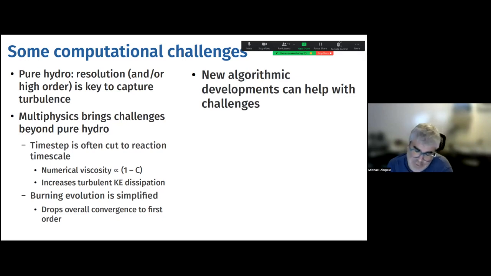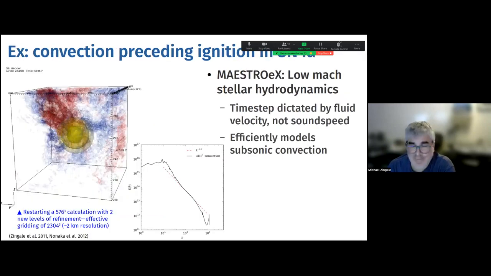Another way this also comes into play when we're doing modeling is that sometimes when you're doing reactive hydrodynamics, a simplified equation system is used during the reactions that can drop the overall convergence of your scheme to first order. Again, this undoes the hard work you've done in preparing your hydrodynamic system to be high order, and you're losing accuracy because of how you're choosing to solve the coupled system. But we can develop methods that can do a good job on this, and this is what our group has been working on for the past few years.